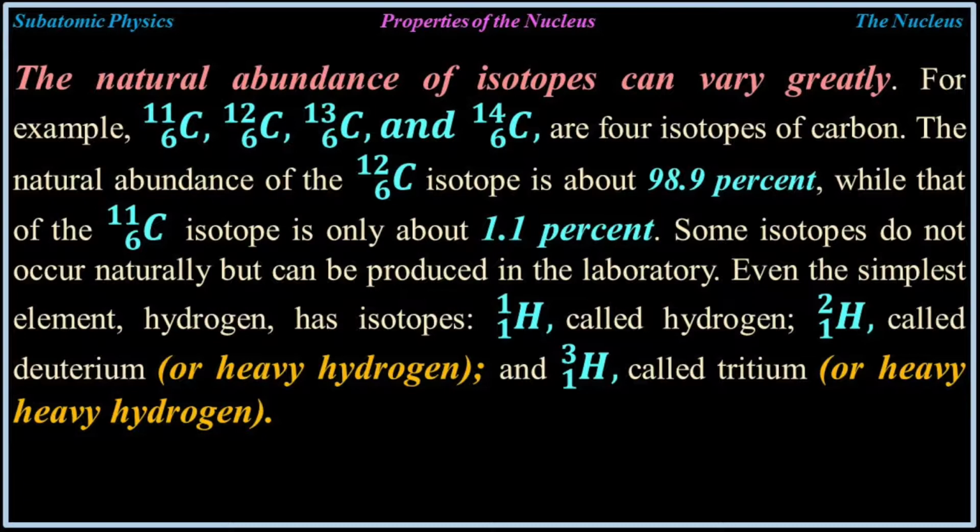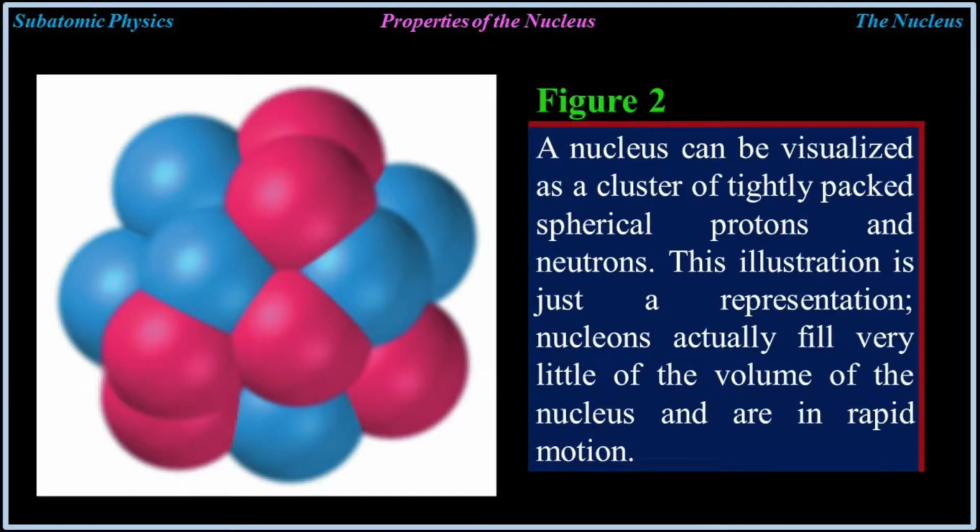Even the simplest element, hydrogen, has isotopes: hydrogen 1, called hydrogen or protium; hydrogen 2, called deuterium or heavy hydrogen; and H3, called tritium or heavy hydrogen. In Figure 2, a nucleus can be visualized as a cluster of tightly packed spherical protons and neutrons. This illustration is just a representation.